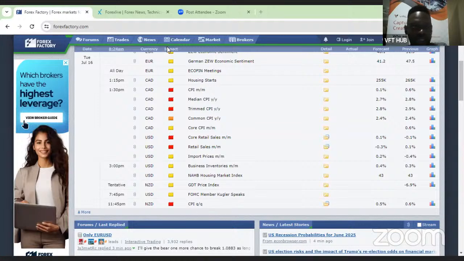All right, let's quickly take a look at EU. Okay, for Euro USD, can you all see my chart, please?